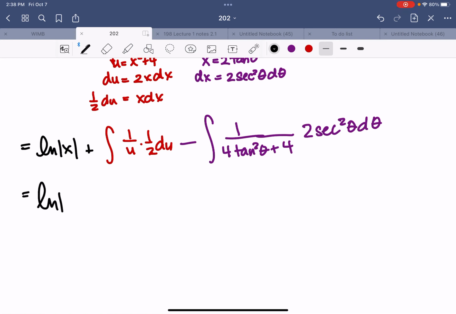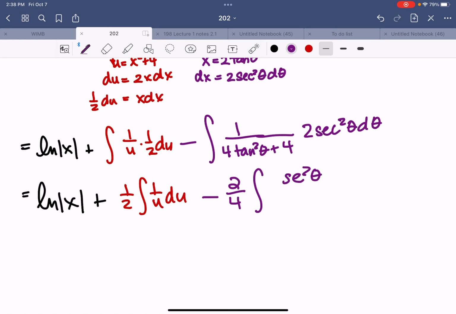So this is the natural log of absolute value of x. That one's all done. And this is 1/2 integral of 1 over u du. And this one is going to be negative. Let's bring the numbers out front. I can factor a 4 out of the bottom. So I'm going to have 2 over 4, or 1/2, the integral of secant squared theta over tangent squared theta plus 1 d theta.